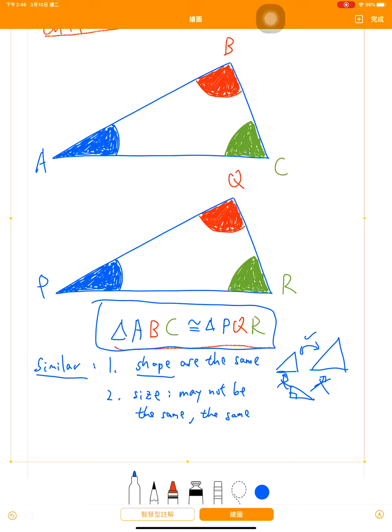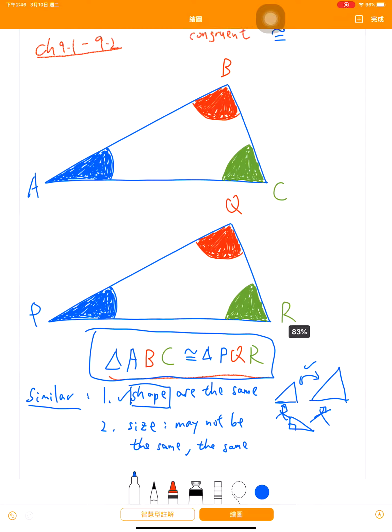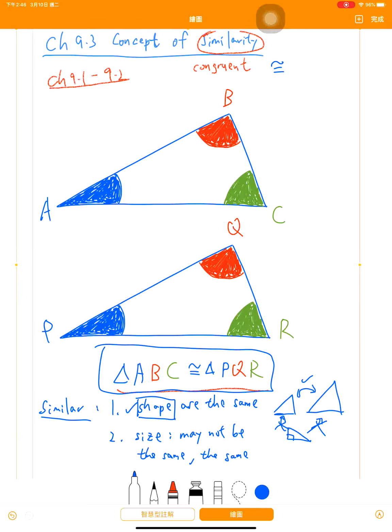Okay, so the most important part is that the shape is the same. But the shape is just like a feeling, right? We are going to use some mathematical method to analyze how we can judge whether the shapes are the same or not. So I use the above two triangles as an example.